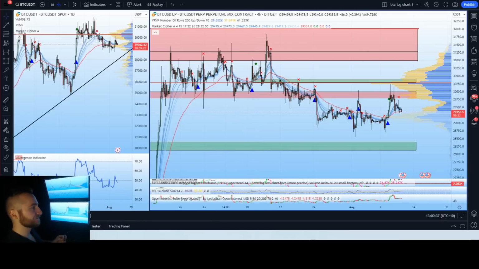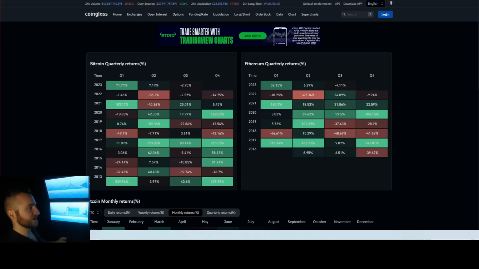But before we do that, starting on the market data. As of the 24-hour volume, we are sitting at 43 billion, down 25.3%. Looking at liquidations, we are sitting at 28 million. Again, volume is massively down. The market is very, very quiet right now. This is kind of normal. We do expect that to occur.